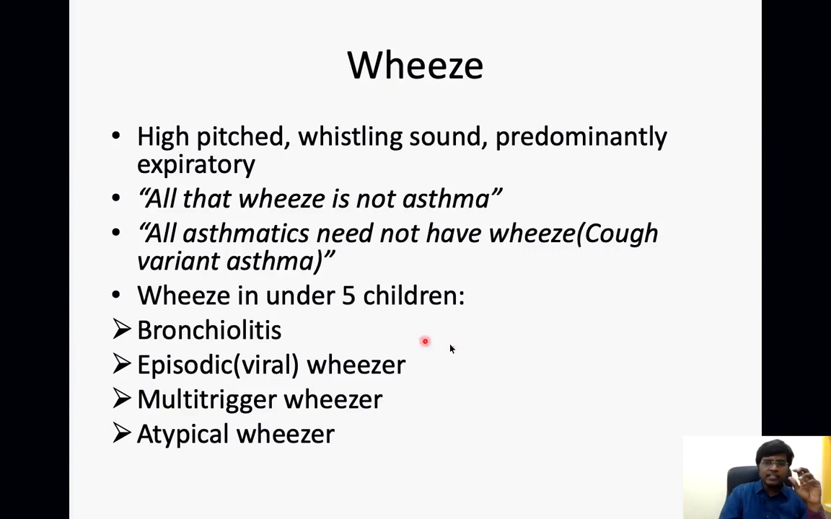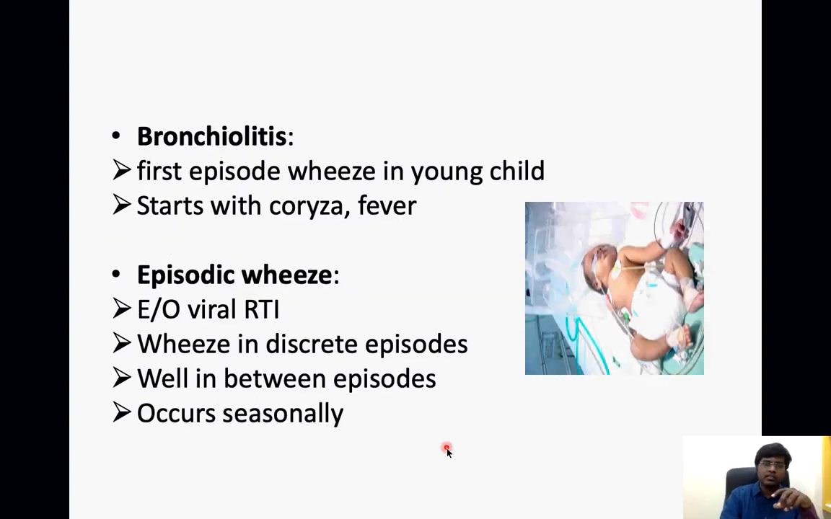So whenever a young child is presenting with wheeze, you think of all these possibilities: a bronchiolitis, or a viral wheezer, or a multi-trigger wheezer, or an atypical wheezer. So what is all this? In a young child around 6 months to 2 years of age, presenting for the first time with wheeze, with a prodrome of low grade fever and a mild rhinorrhea, you think of bronchiolitis caused by respiratory syncytial virus.